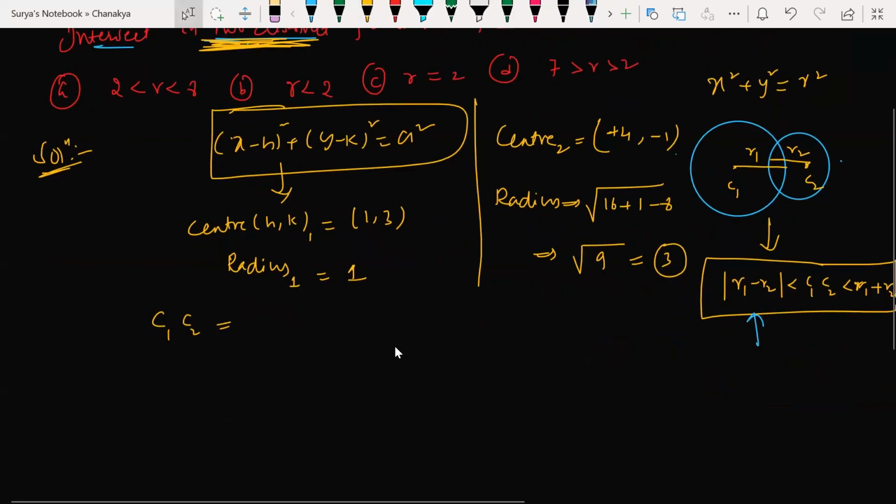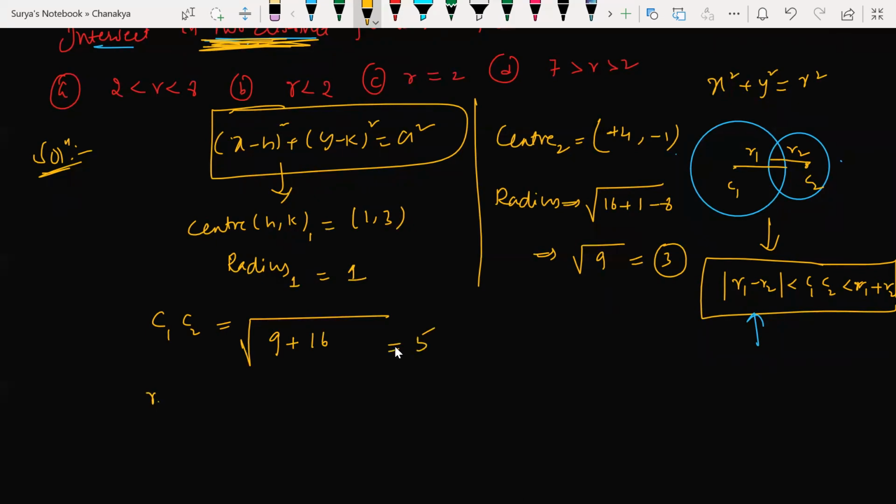What is the distance between C1 and C2? Apply the distance formula. 4 minus 1, and minus 1 minus 3. So let me write directly 4 minus 1, 3, 3 squared, plus 4 squared, 16. So 9 plus 16 is 25, the root of which is 5. Am I correct?